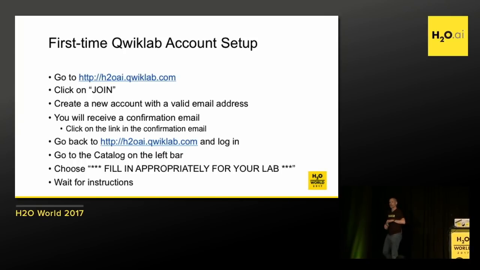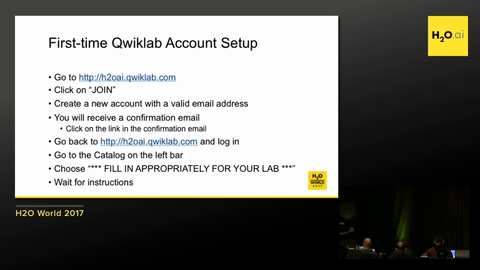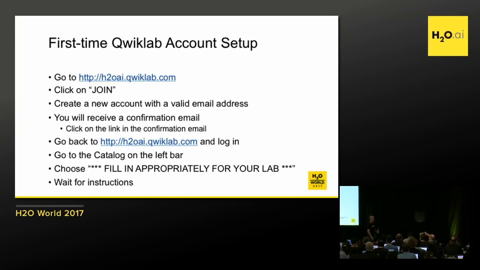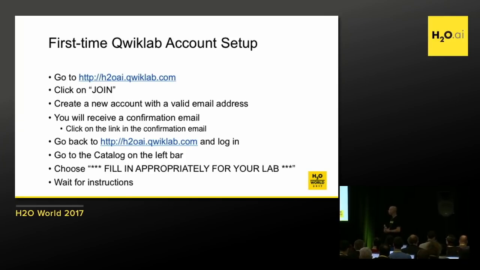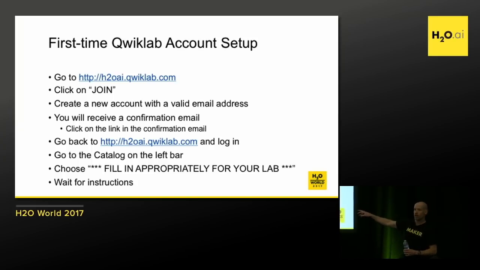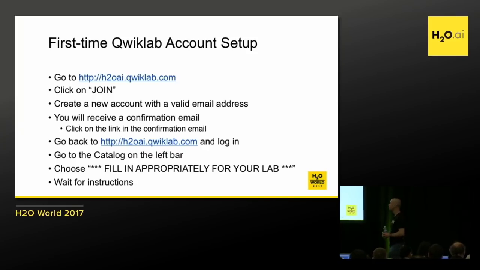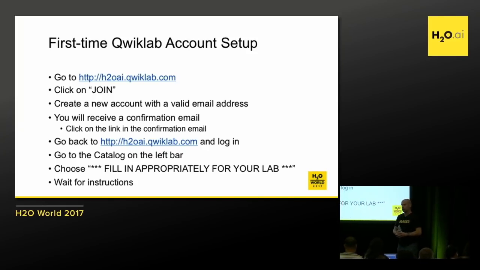If you could enable mic number 2. Otherwise, I'll go through it. So you just follow what it says here. You basically go to the URL. Quick Lab is spelled a little funny, so it's QWIKLAB. Quick Lab. And the prefix is H2O.ai, the subdomain. So you go to H2OAI.quicklab, QWIKLAB.com. And there you have to sign up.